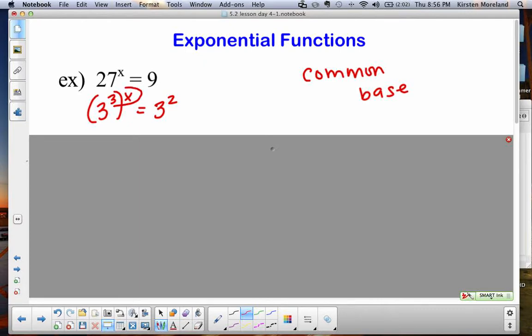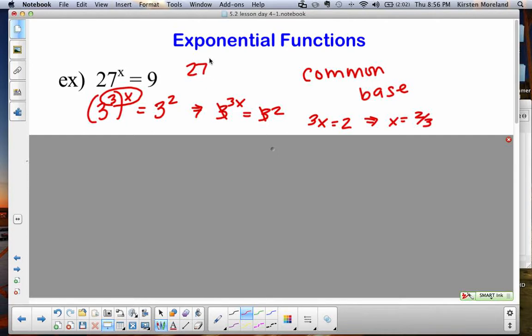Power to a power, I multiply these two. So my next step is 3 to the 3x equals 3 squared. When I have a common base, I basically just solve for the exponents. So 3x equals 2. So in the end, x should equal 2/3. Again, if you have a calculator, you can type that back in for your exponent and see what it gives you. This one we don't need a calculator for if we wanted to check it.